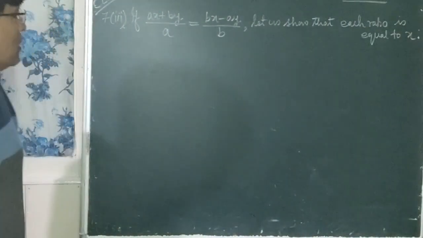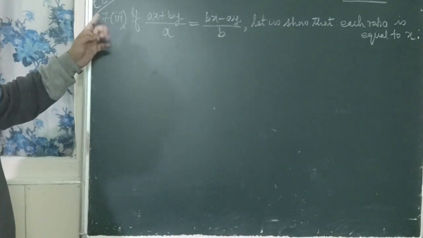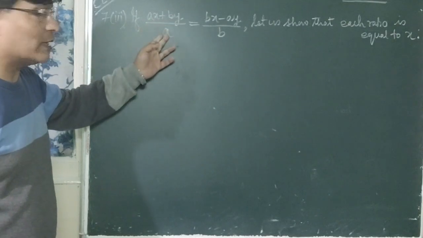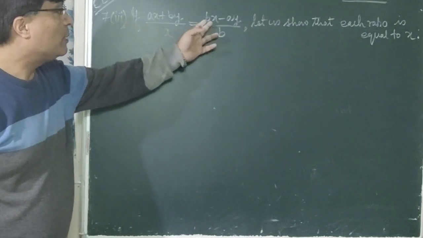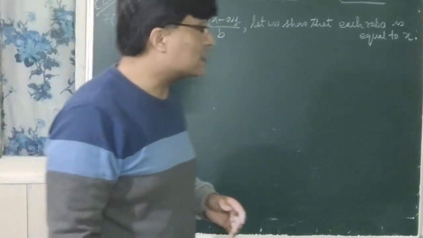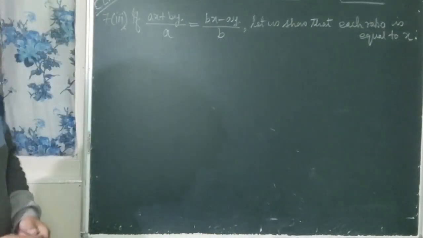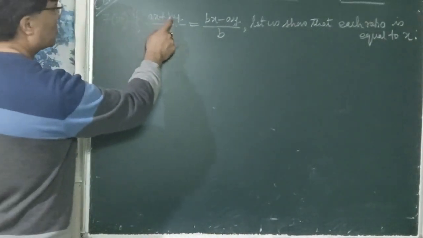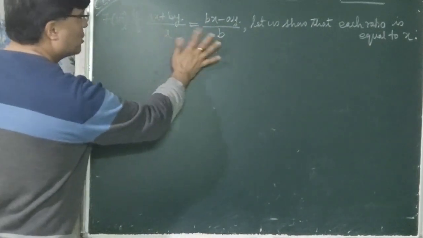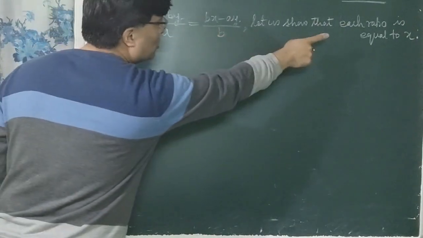So now we will do question number 3 of question number 7. So what is given here? If (ax + by)/a = (bx − ay)/b, let us prove that each ratio is equal to x. So given here is (ax + by) upon a is equal to (bx − ay) divided by b. These ratios are given. You have to prove that each ratio is equal to what?